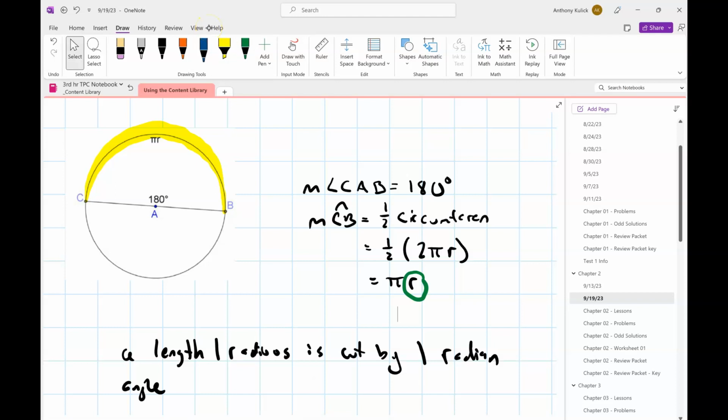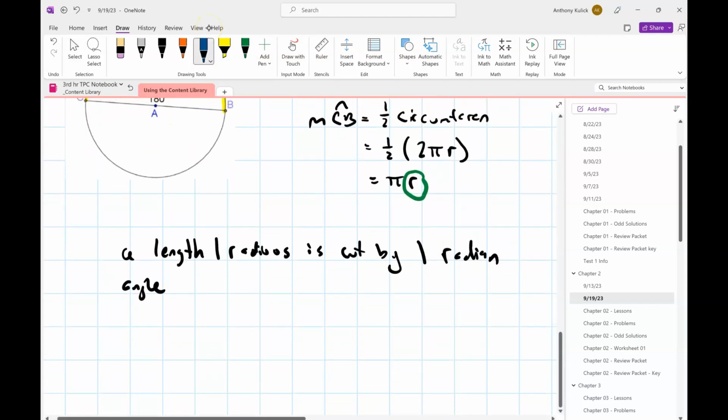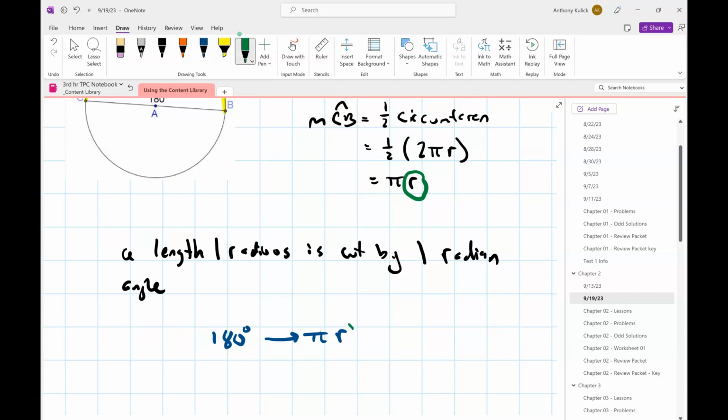So since 180 degrees is paired up with pi r, and I know that 1 radius is 1 radian, basically that just kind of drops itself out, and we can say 180 degrees is equivalent to pi radians. That's our conversion factor.